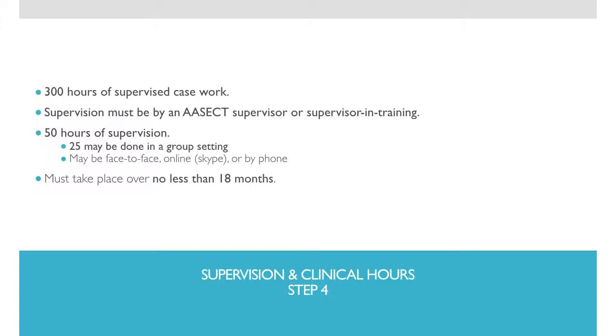Moving on to step 4 and talking about supervision and clinical hours, you need to have 300 hours of supervised casework, and all of those hours must be done while you are under contract with an AASECT approved supervisor or a supervisor in training. Anything done prior to your contract starting does not count. So you must have a contract in place. You must be a member of AASECT, and you must take at least 18 months. You can take longer, but you can't go less than 18 months.